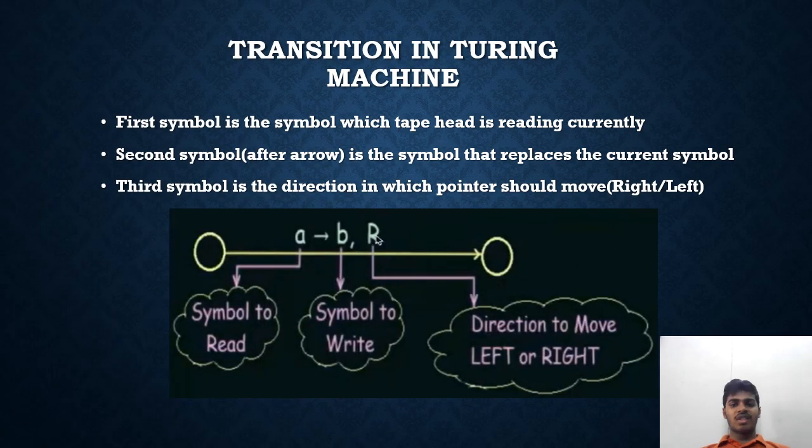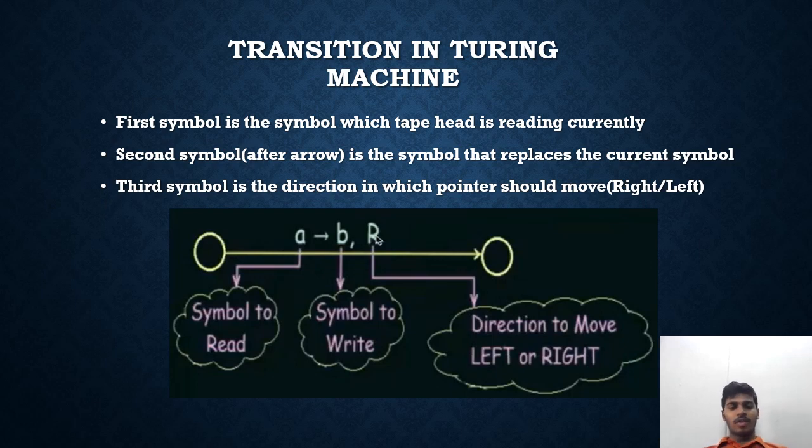And now, the transition in a Turing machine. The first symbol is the symbol at which the tape head is initially pointing. The Turing machine works like it starts from the extreme left and moves to the rightmost part. And the second symbol of the arrow is a symbol that replaces the current symbol.